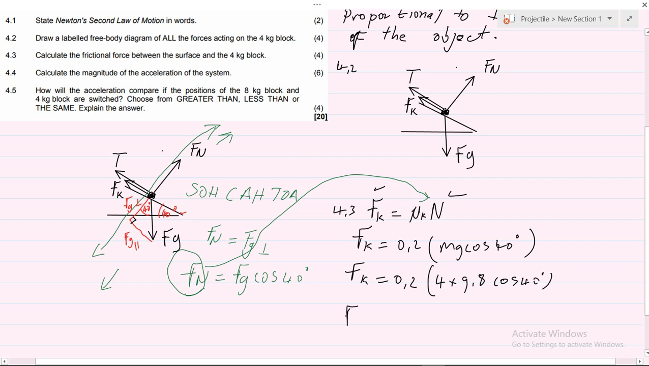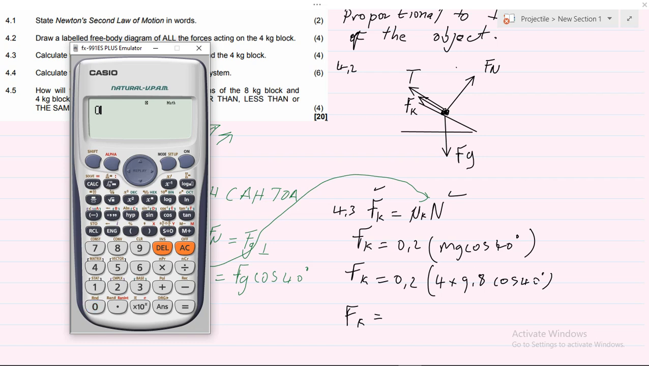I'll simply type this on my calculator. Okay, it's 0.2 times 4 times 9.8, then cos of 40 degrees, and this should give us 6.01.